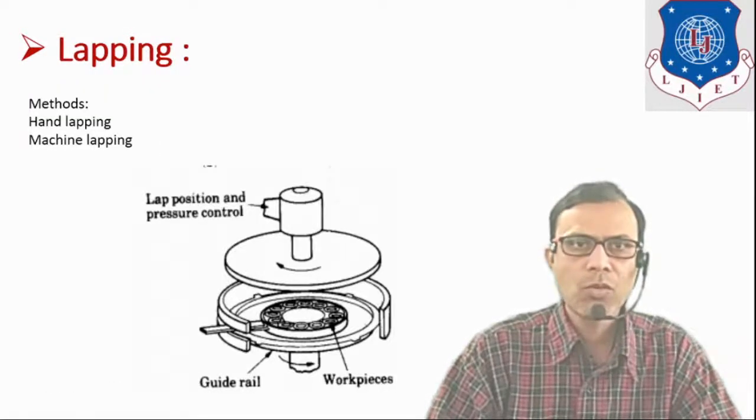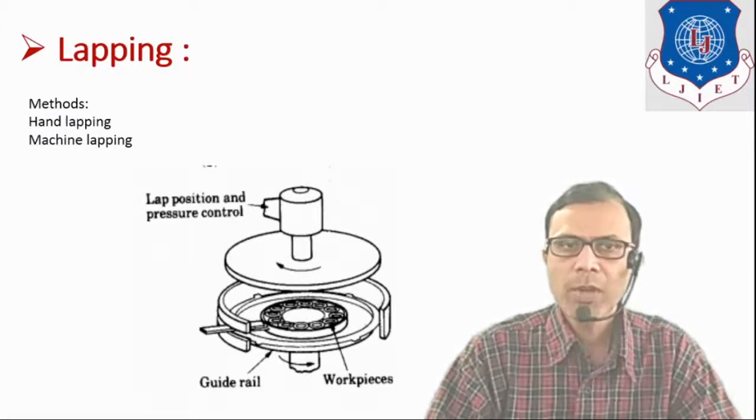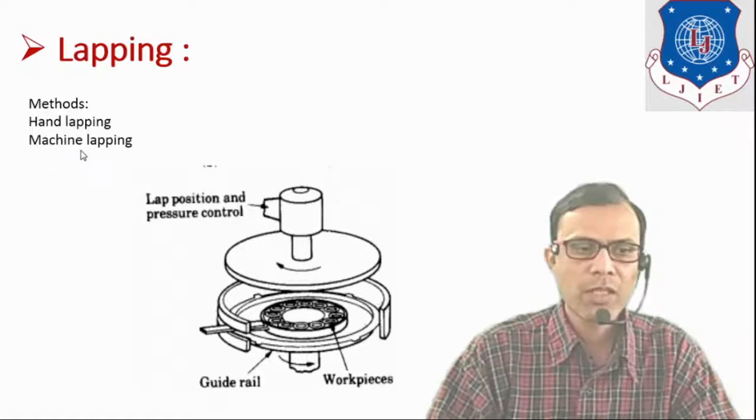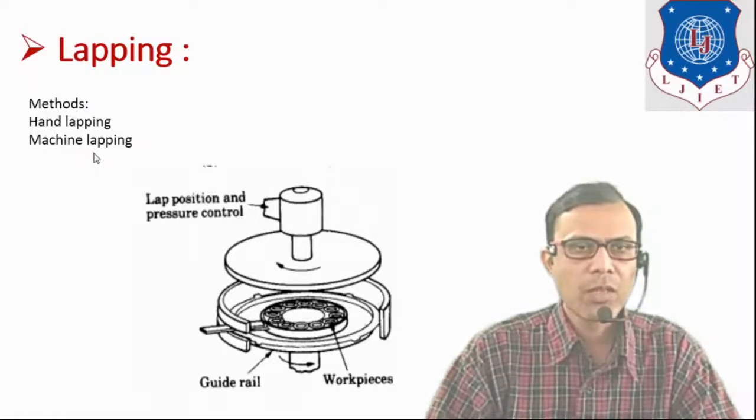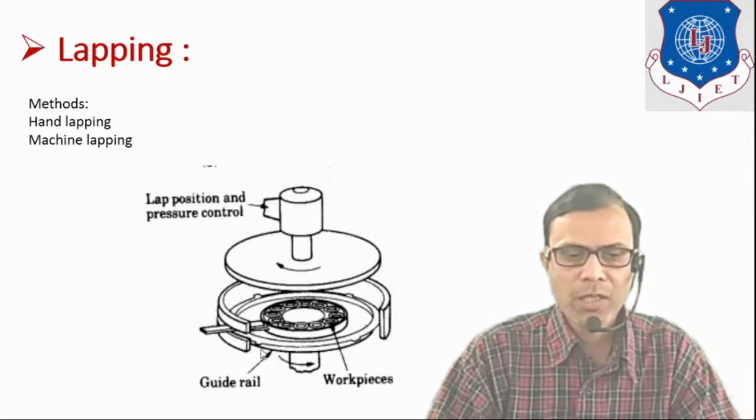Now there are two types of this process. One is known as hand lapping, in which no machine is used and the whole process is carried out manually. The second type is known as machine lapping. In machine lapping, the lap tool is provided rotary movement as shown in this diagram. The workpiece is mounted on the work table. All these workpieces are shown here in this diagram.